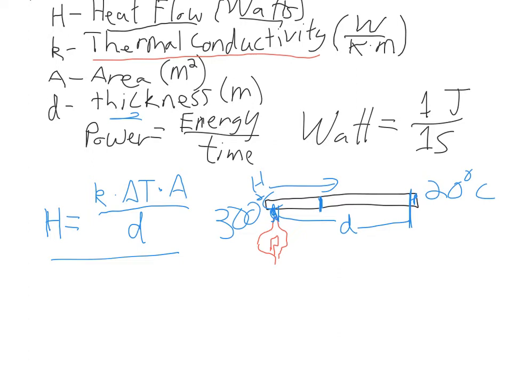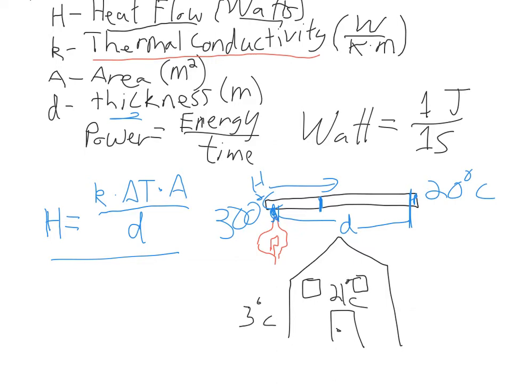Now that's one situation. Another one you're going to see in class is, let's say, a house. How much energy does a house lose? Well, if you're looking at a house, then your area is actually the area of all the walls and ceiling added together. K would be the thermal conductivity of the wall and insulation combined together. Delta T would be the temperature difference from outside to inside. So in the winter, it might be something like 3 degrees C outside and you're trying to keep it at 21 degrees C on the inside, so your temperature difference would be 18. And D would be the thickness of your walls.